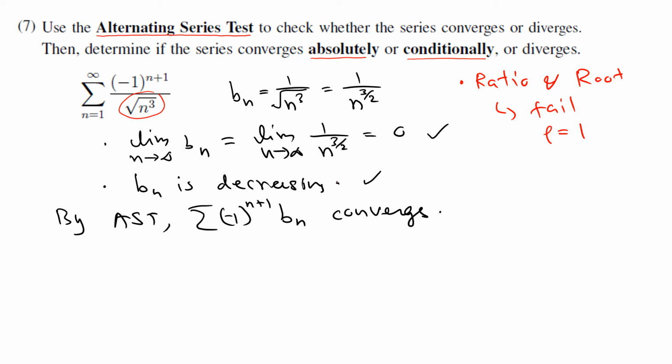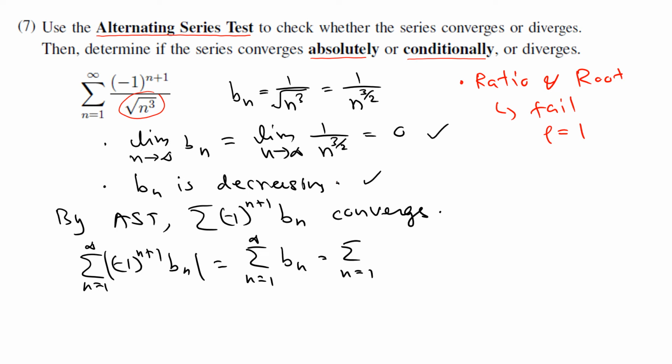Okay, so we know that fact. Now we want to check whether this converges absolutely. So let's look at the absolute series, the sum from n equals 1 to infinity of the absolute value of (-1)^(n+1) bn. This is simply the sum from n equals 1 to infinity of bn, which is the sum of 1 over n to the 3 halves. You can see here p equals 3 halves, which is greater than 1, so the series is going to converge.